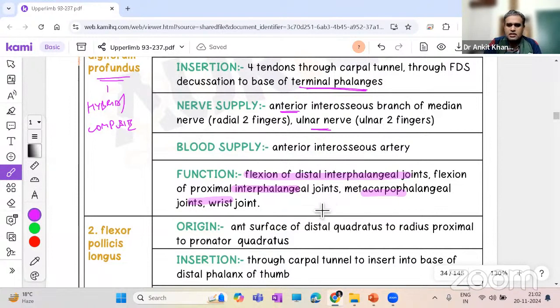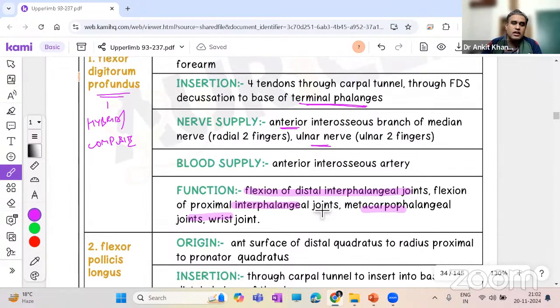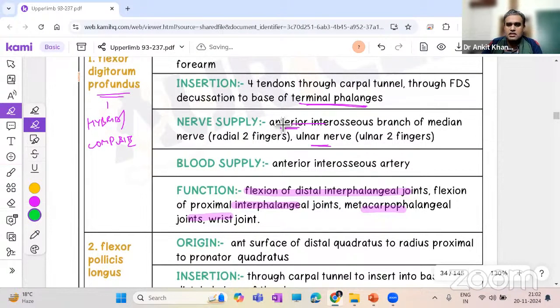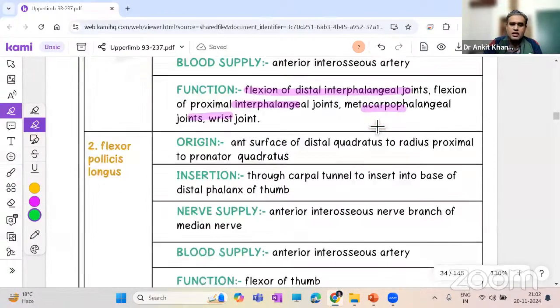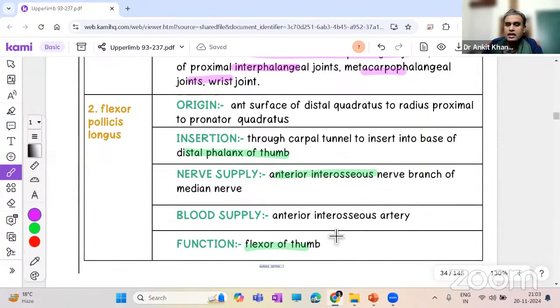Second deeper muscle is flexor pollicis longus. Now, when you're saying deeper muscle, you should know that the nerve supply is the anterior interosseous nerve. When dealing with the deeper muscles, it is the anterior interosseous nerve. Second is FPL. It goes into the distal phalanx of the thumb. Again, anterior interosseous nerve. It is a flexor of the thumb. And when we say flexor of the thumb, we don't mean this only, we mean the flexor of the interphalangeal joint of the thumb as well. Here, let me write.